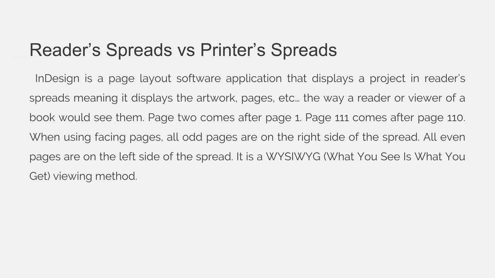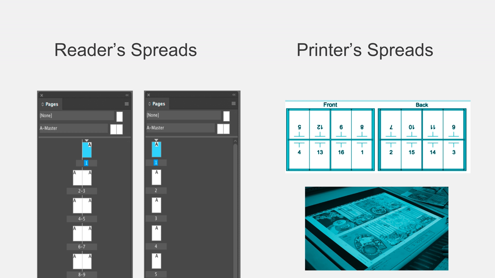When using facing pages, all odd pages are on the right-hand side of the spread. All even pages are on the left-hand side of the spread. It is a what you see is what you get viewing method. If you look at the examples on this slide, the reader spreads examples are the InDesign examples. And if you look at the page numbers, they are numbered 1, 2, 3, 4, 5. If I'm looking for page 417, I know to find it after page 416.